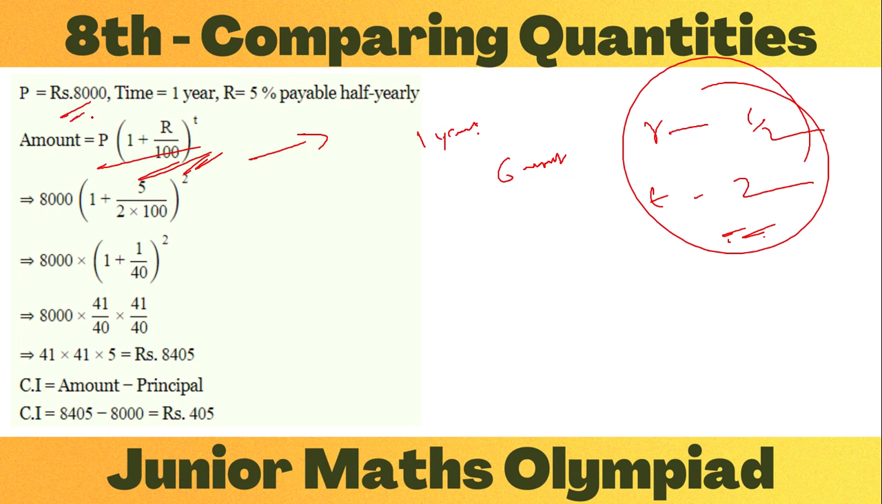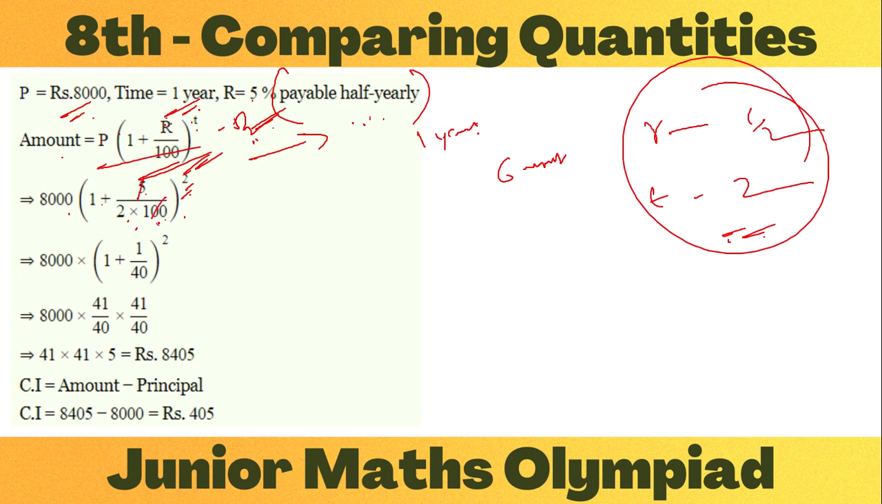So they have given 8,000, time they have given 1 year, rate of interest 5% they have given, but payable half yearly, this condition they have given. So for calculating the amount, principal is 8,000. Let's keep 1 as it is. Rate of interest is 5 by 2. In this, 2 will come down. It will become 5 by 2 into 100. Time we will take 2. Means rate of interest halved and time doubled. Now we will get the answer.